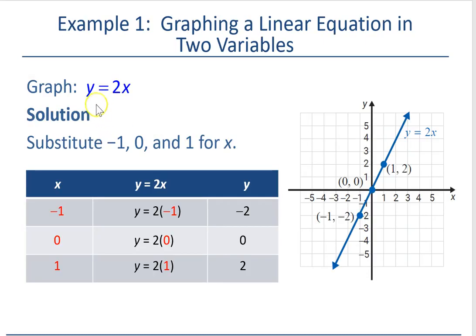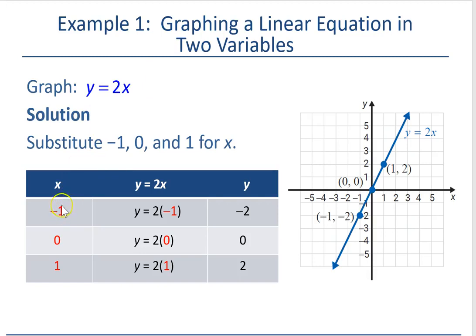Example 1 here, we've got y equals 2x, and they give us a solution where they substitute in -1, 0, and 1. What they've done here is create a chart with x's, y's, and the formula in the middle. They're saying, what is y going to equal if I make x equal -1? Remember, you can replace x with any real number you want. So pick some easily calculable numbers, and that's exactly what they did.